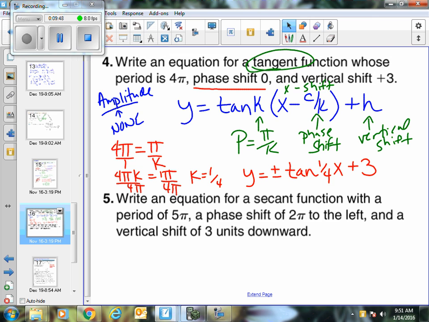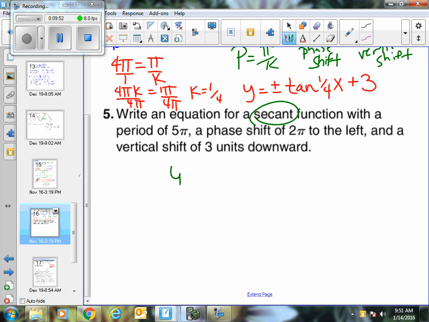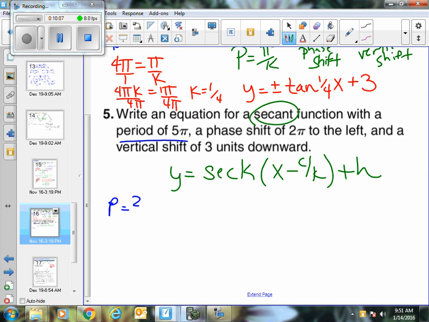All right, so let's try the next one. So we're going to do a secant equation. So secant, important thing to remember there is that when you do the period for secant, that's going to be 2 pi divided by k. So kind of our general format here once again, and then we can sort of fill in the pieces to see what each thing does. They say the period's 5 pi, so it's stretched out. So period formula for secant, because it's the reciprocal of cosine, would be 2 pi divided by k.